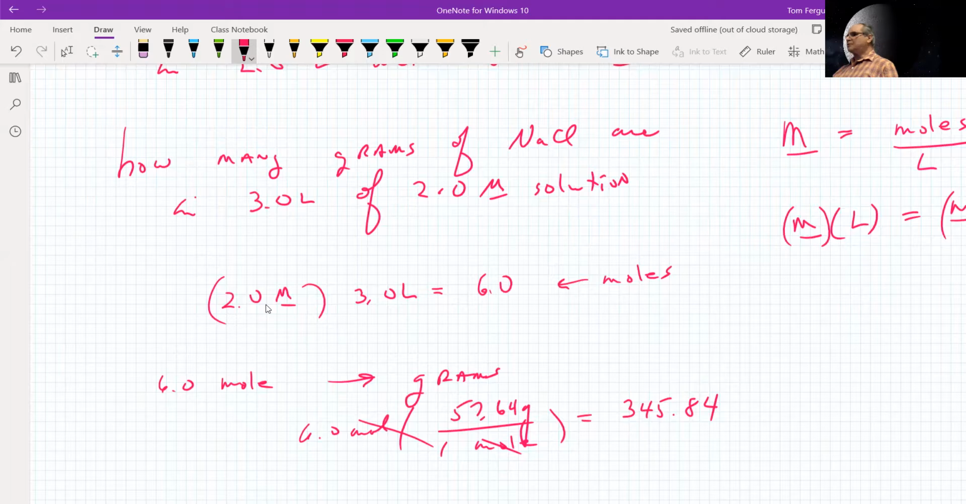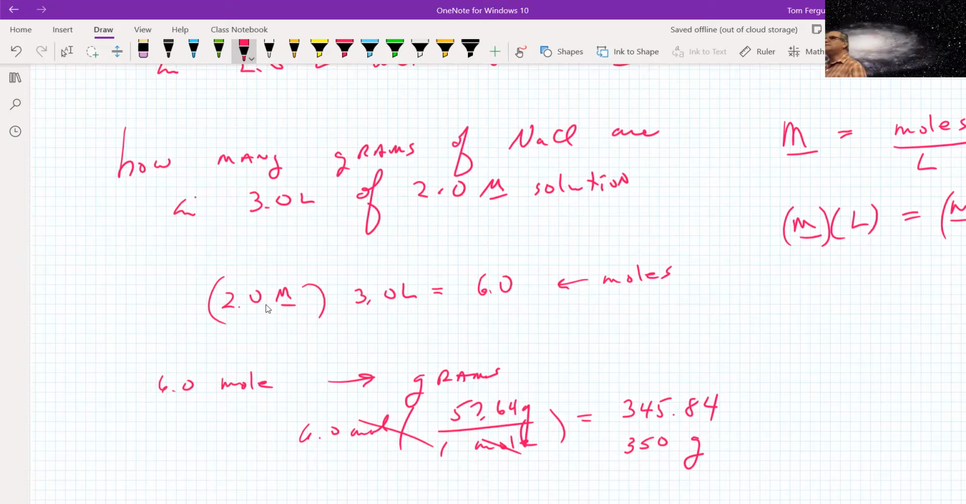And sig fig wise, what's your real answer? Yeah, 2 sig figs, 350. So there are 350 grams of sodium chloride in 3 liters of 2 molar.